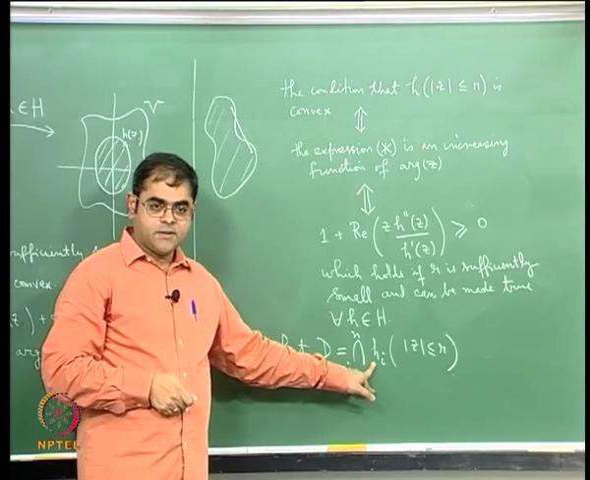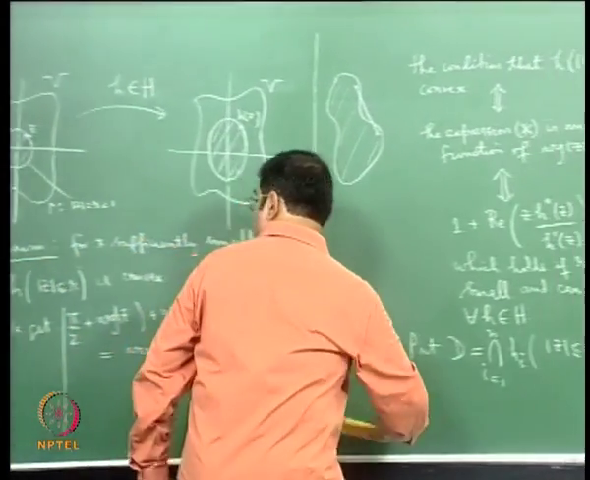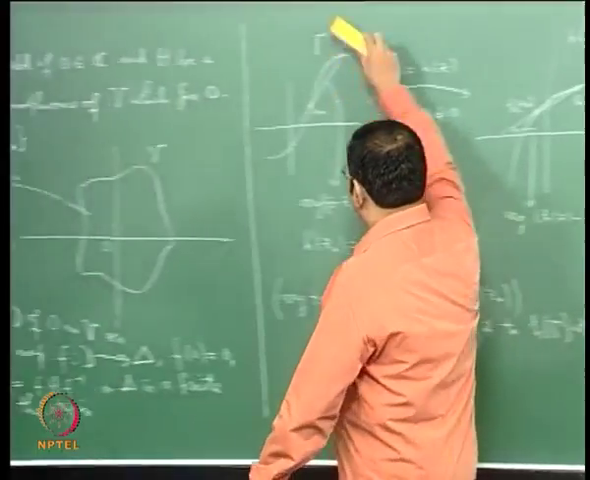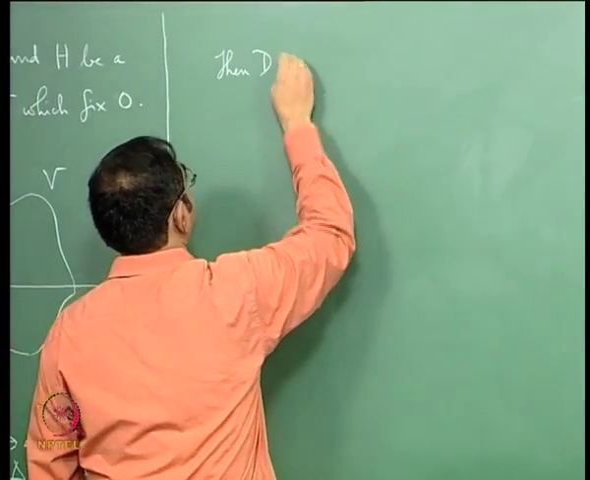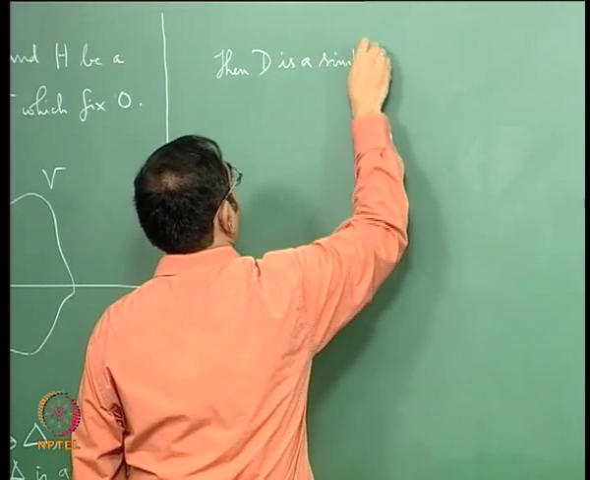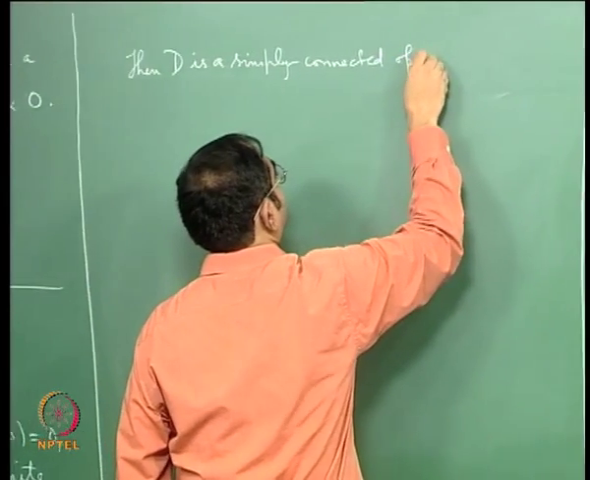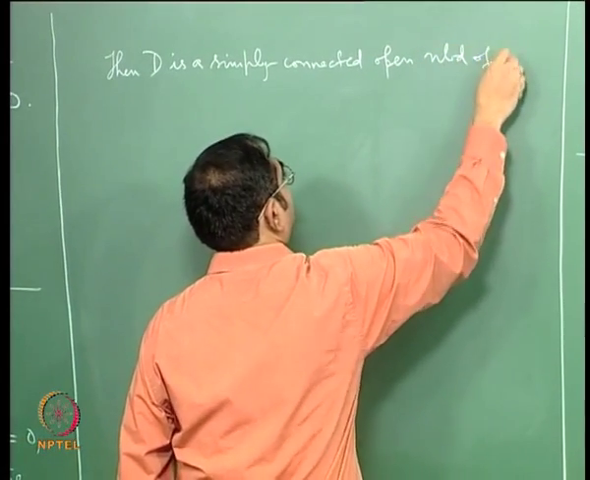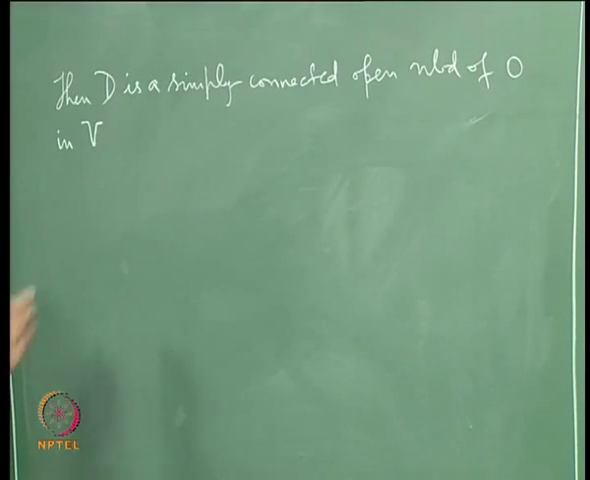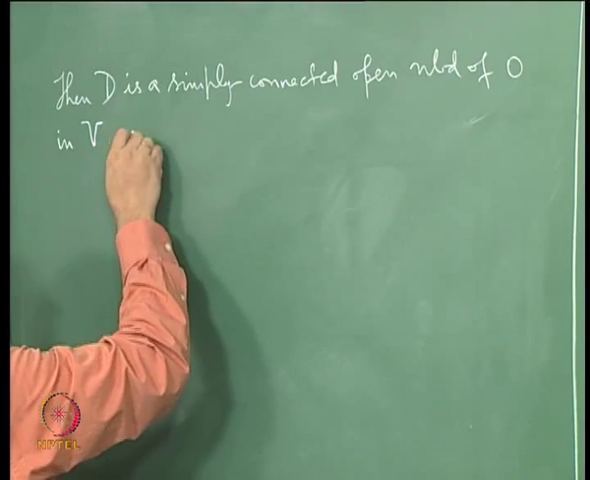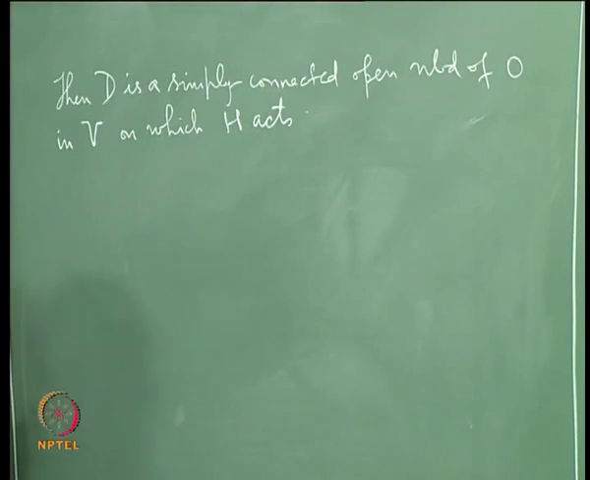So let me maybe erase this diagram. Then D is a simply connected open neighborhood of the origin in V on which H acts. Okay.